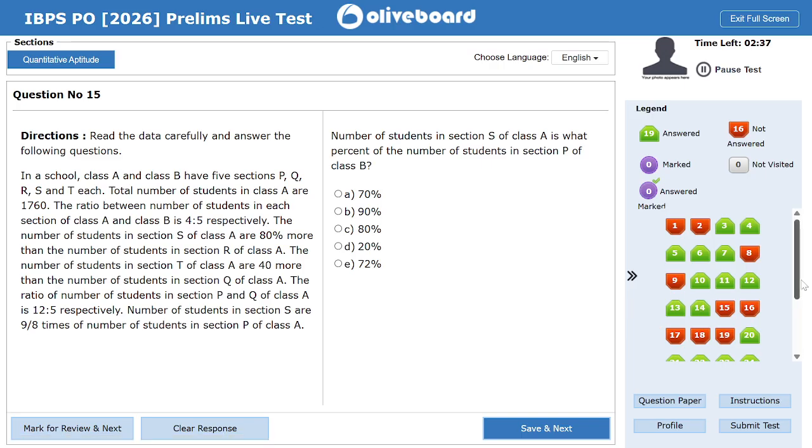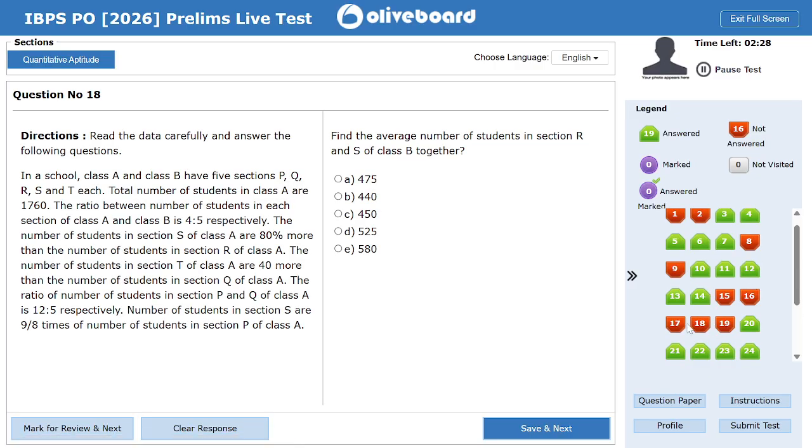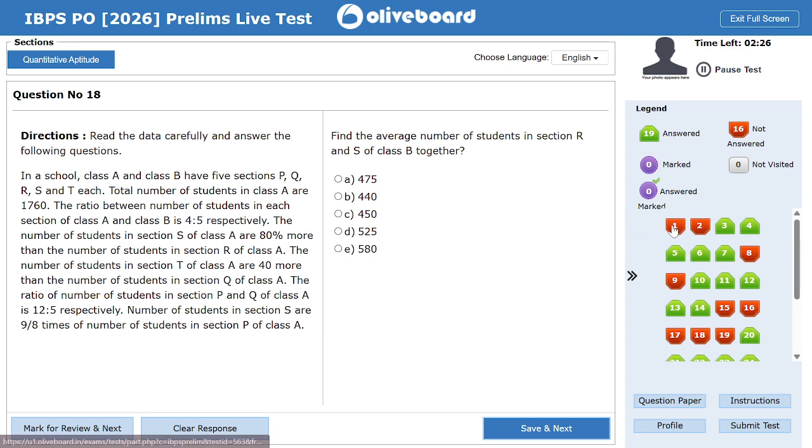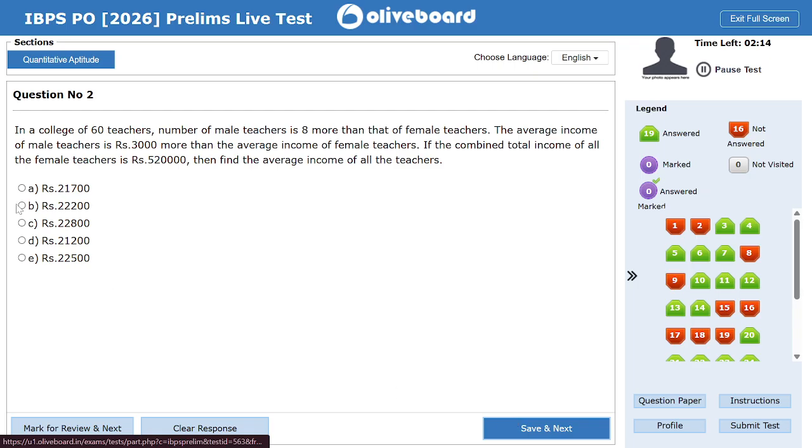नहीं ये लेंथ होगा. एक एरिथमेटिक कर लेता हूँ छोटा सा. ओके मतलब after 5 months and further 4 months in a college as a number of male teachers are more than the female teachers. So it's 34 and 26 male female. The average income of male teacher is more than the average income of female teacher.